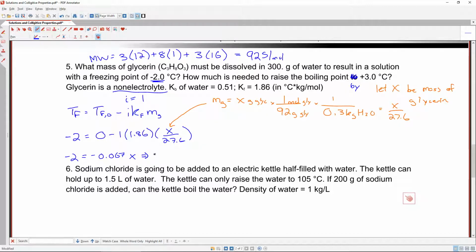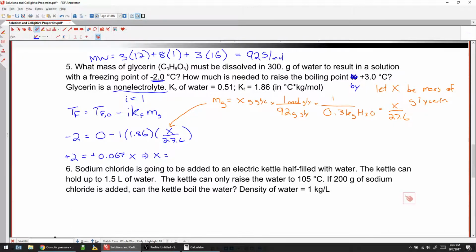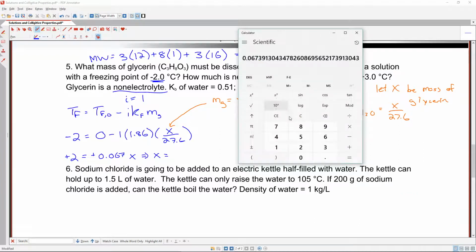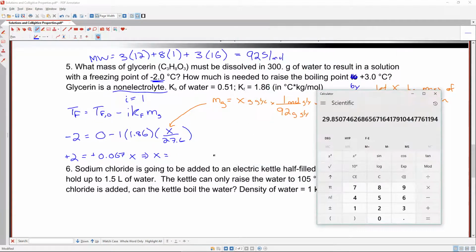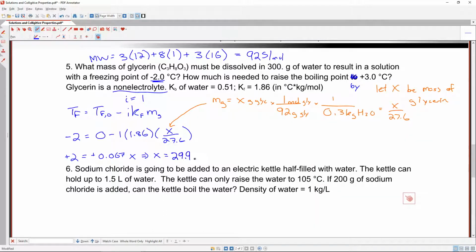So this implies that x is equal to, negatives cancel out, right? So we just divide 2 by 0.067. Right, so close to 30 grams, right? It's 29.9. Right, so this is to lower the freezing point.